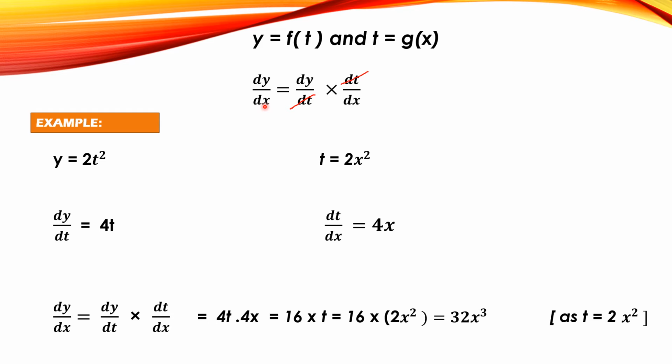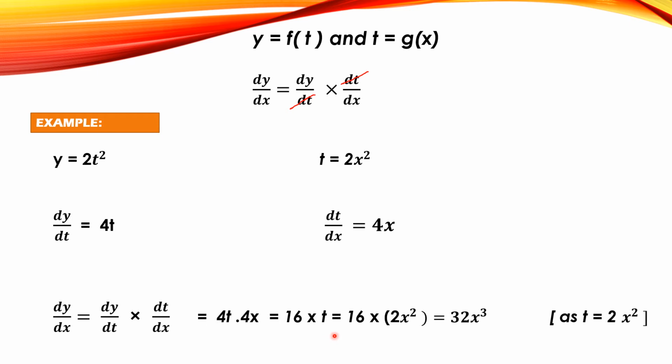What example is given here? Y is equal to 2t square. What I told you, you will find dy by dt. So dy by dt will be 4t. Very simple. Keep it aside. Now t is given as 2x square. What you will calculate? dt by dx. What will it be? It will be 4x. Very simple. Now you have to multiply both these in order to get dy by dx. So dy by dx is equal to dy by dt into dt by dx. Please put in the values. From here you take 4t and from here you take 4x. So your answer comes out to be 16xt.